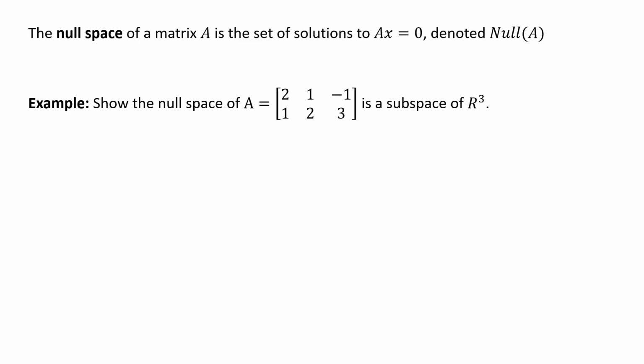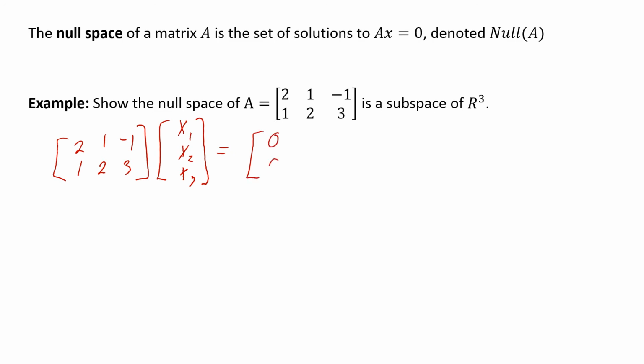So here's a matrix, this matrix A. We're going to find the null space and see what it looks like. So what's the null space? The null space is by definition everything that when you take this matrix and multiply it by the vector x1, x2, and x3, so some vector in R3, you end up with 0, 0. Okay? So now, how can we describe all of these vectors x1, x2, and x3? What's the solution to this?